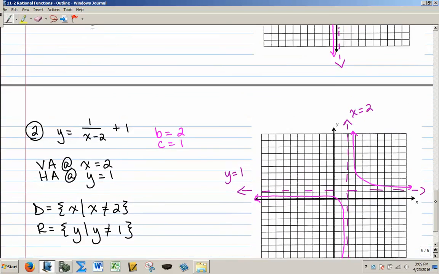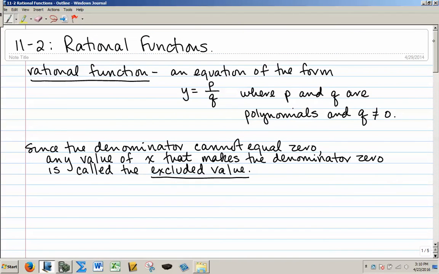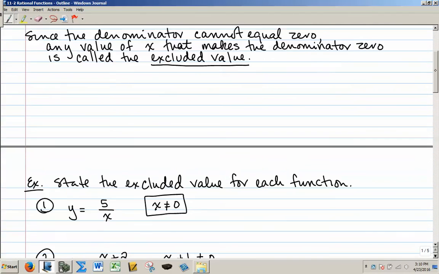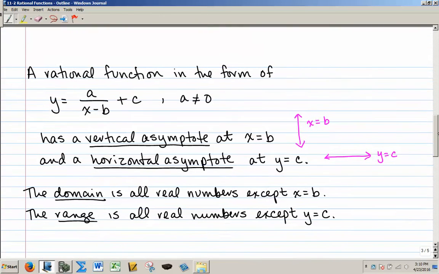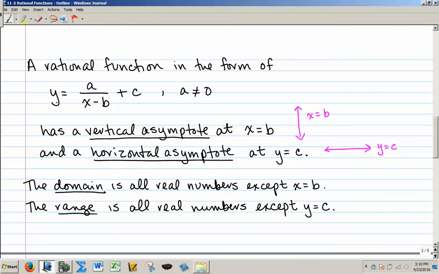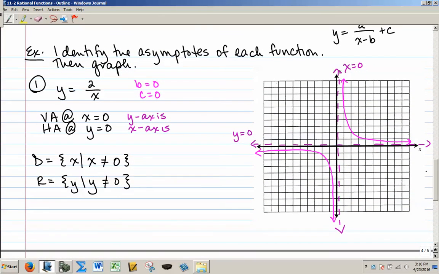So just to review, a few things to know about rational functions. There are excluded values, values that the denominator cannot equal, and you'll need to be able to find those. And you can graph a rational function that's in the form y equals a over x minus b plus c, identify the vertical and horizontal asymptotes, identify the domain and range, and then use your calculator to sketch a graph of that curve.